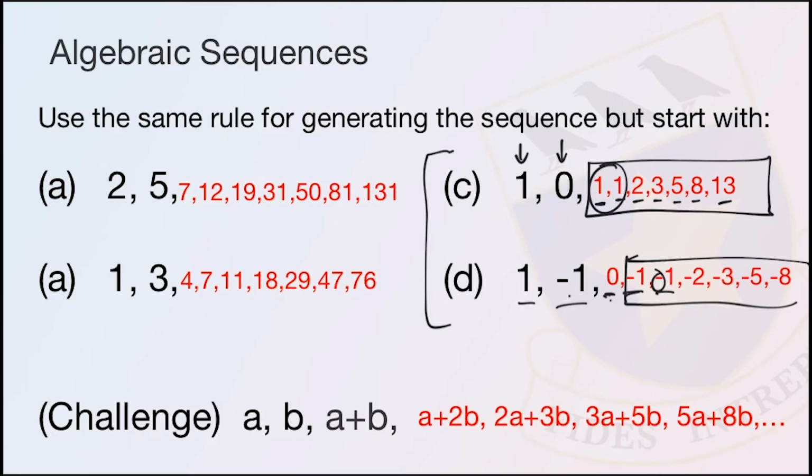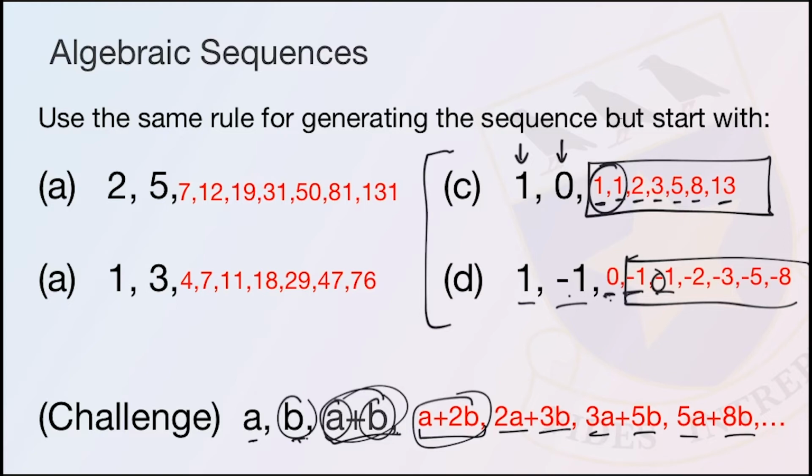And for those of you who gave the challenge question a go, let's have a look. So we have, of course, A and then B, then A plus B. That was just adding together A and B. Then we've got A plus 2B, because that would be the A from here plus B plus another B, so A plus 2B. And then we add A plus 2B to A plus B. Well, that would be 2A plus 3B. Then we'd have 3A plus 5B, 5A plus 8B.